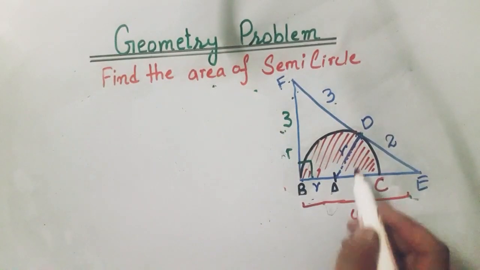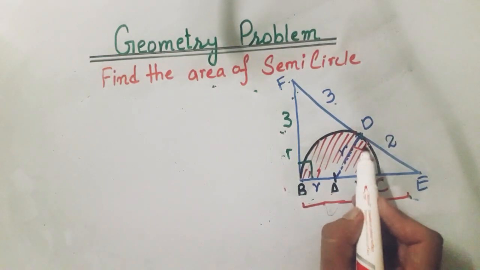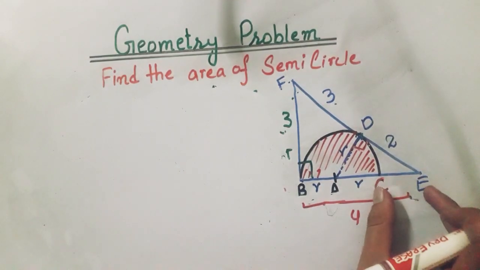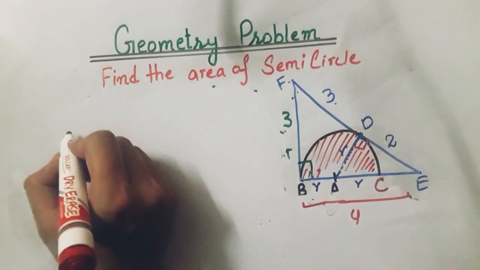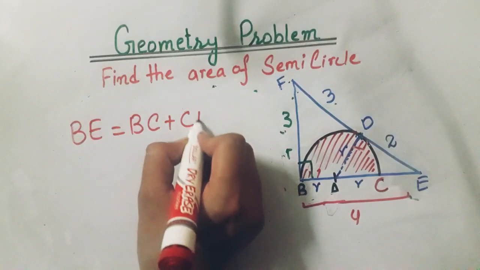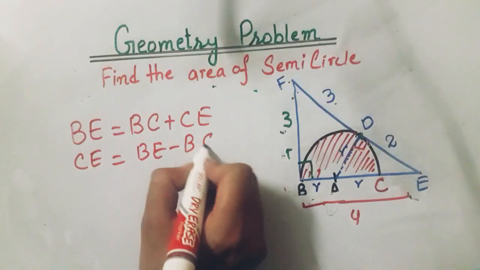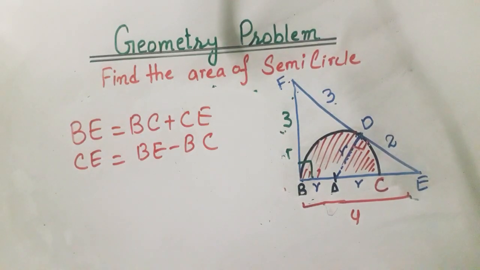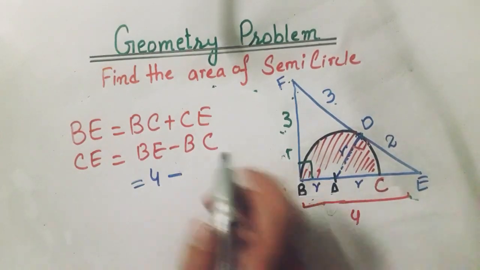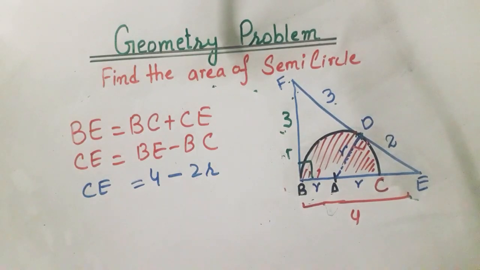Now consider that there is also a right angle triangle and this angle is 90 degrees. So this will be the base, and now first of all we have to find the CE. So BE equals BC plus CE. So CE equals BE minus BC. Now the value of BE, this whole equals 4, and BC is R plus R, that is 2R. So CE equals 4 minus 2R.